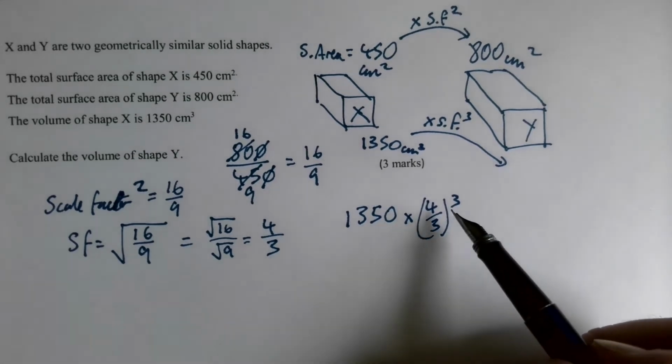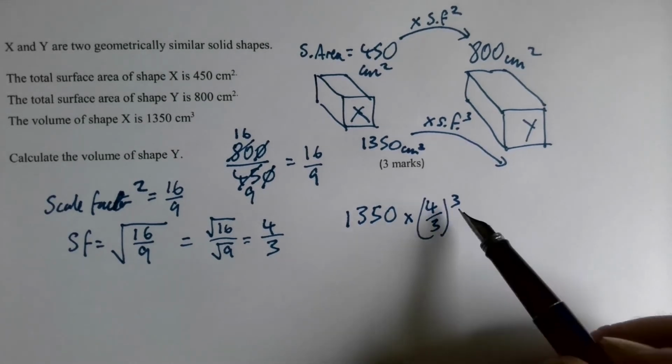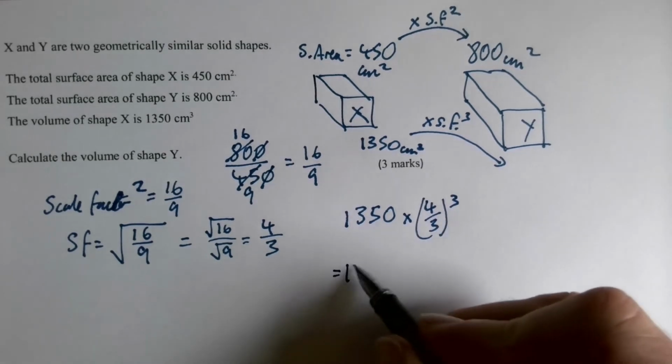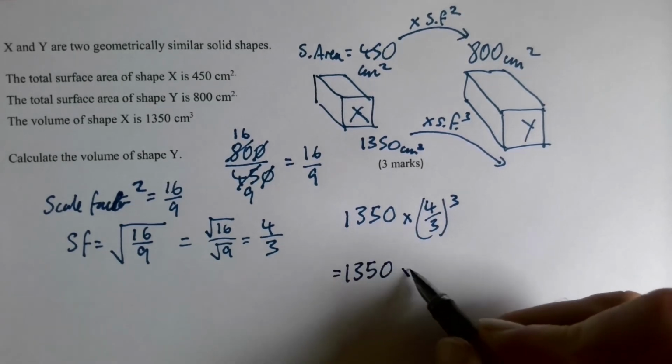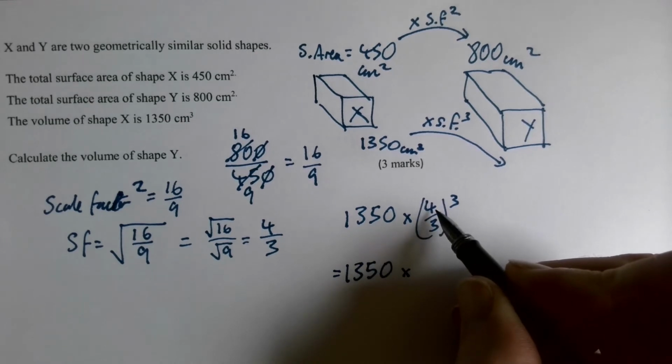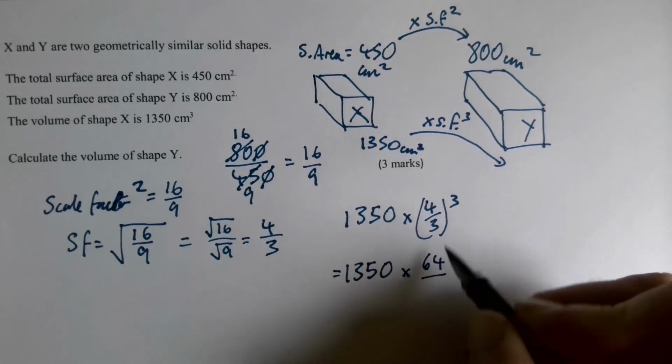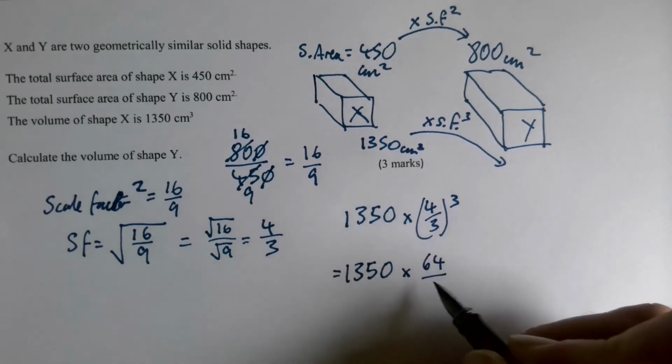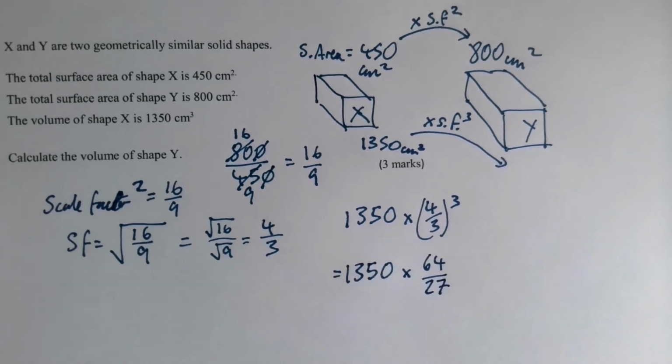I'm going to start by cubing both these numbers here. So that's going to give me 1350 times 4 cubed. 4 times 4 is 16, times 4 is 64, over 3 3s are 9, times 3 is 27. So I'm going to have 1350 times 64 over 27. Now for this to get any nicer, we're going to have to be dividing by what's on the bottom.